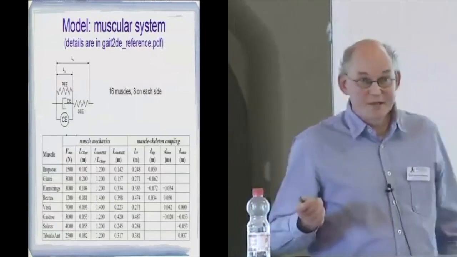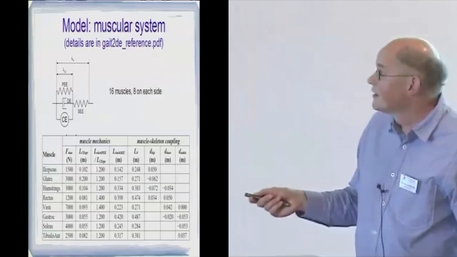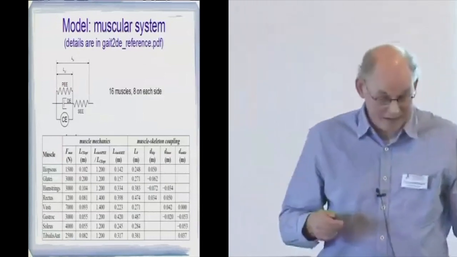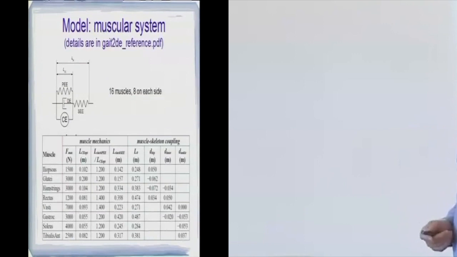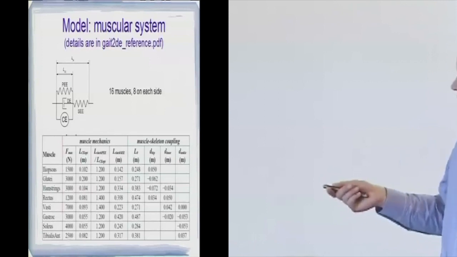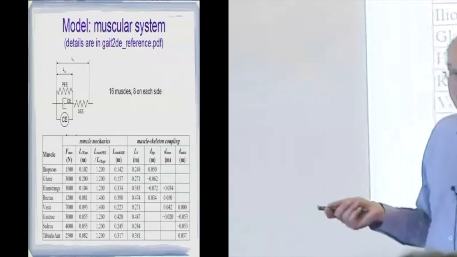So the muscular system is this muscle model that has a small amount of damping in there in case you have no activation and you want to avoid the divide by zero. And then there are some muscle properties. And so where do I get these from?